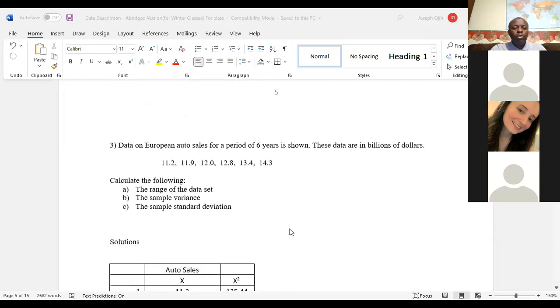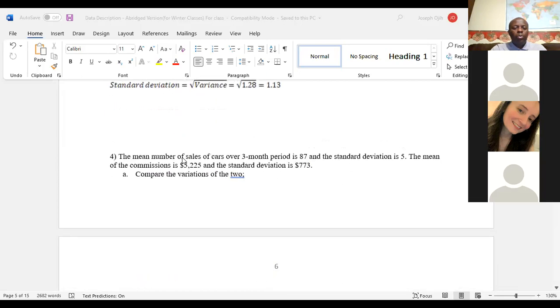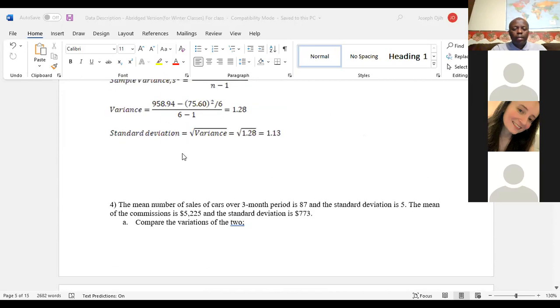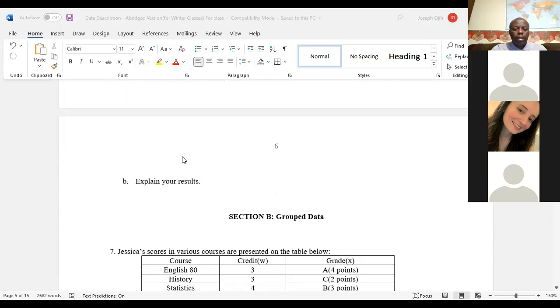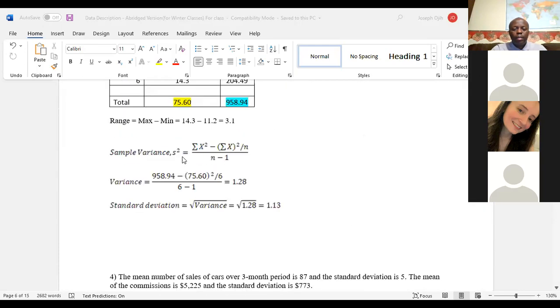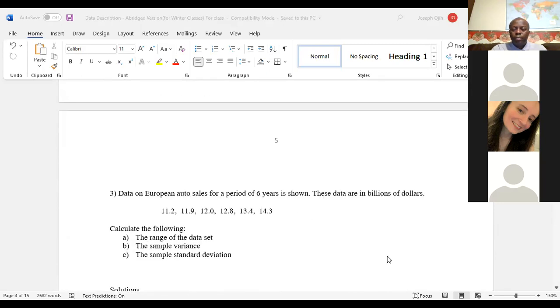Okay, so we have answered this variance and standard deviation and range. Tomorrow we continue with coefficient of variation. After that, then we can now look at group data. So you enjoy your day, and I will see you tomorrow.